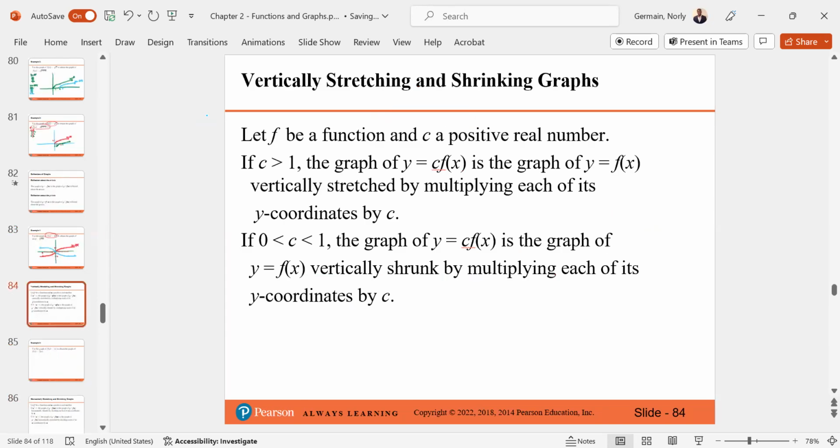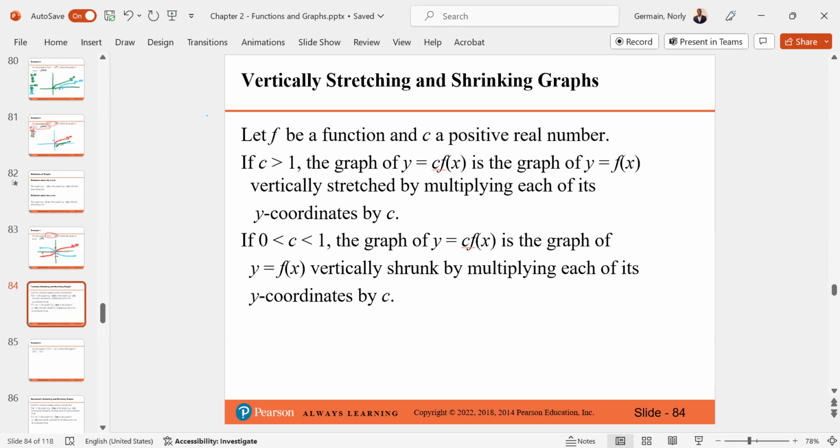Also, we can look at this. If you let f be a function and c a positive real number, if c is greater than 1, the graph of y equals c times f of x is the graph of y equals f of x vertically stretched. You just stretch it, make it big. Like if you have f of x equals x squared when you graph it, f of x equals 2x squared would be different.